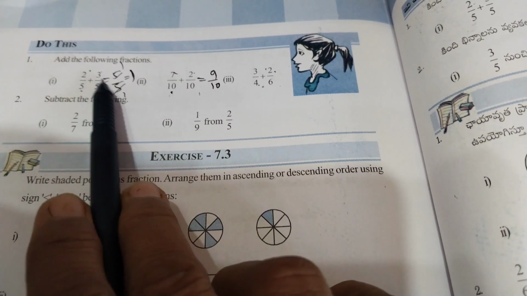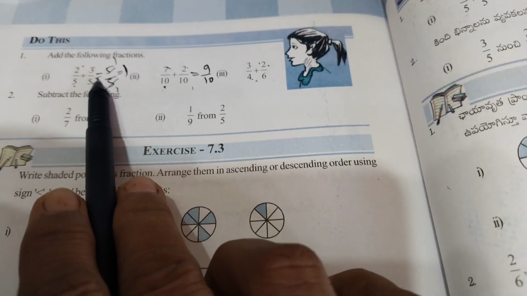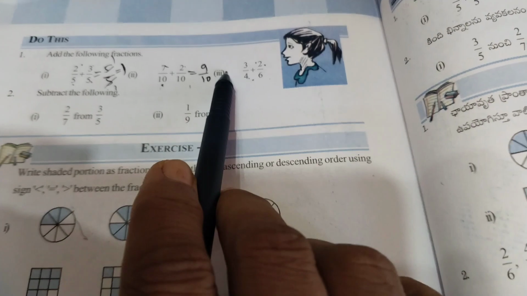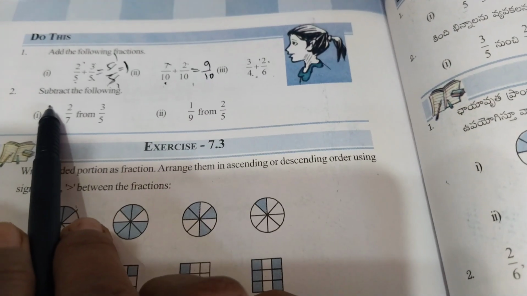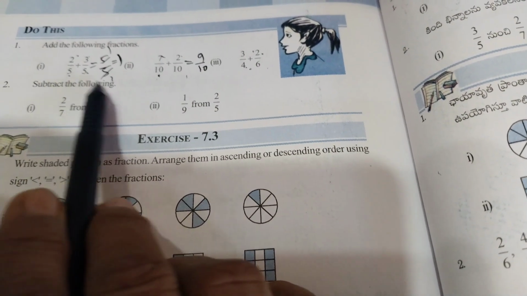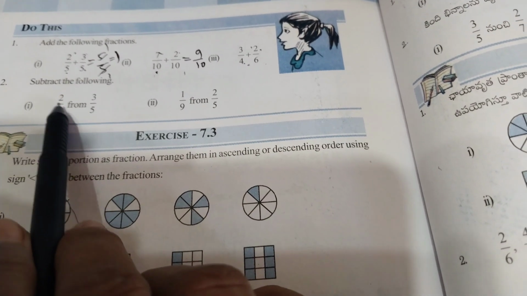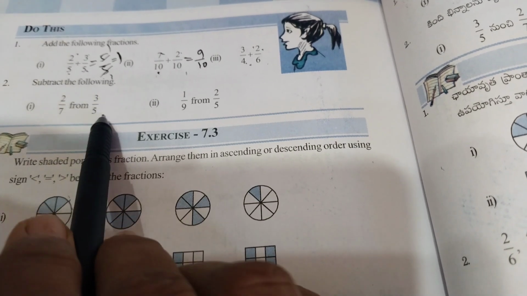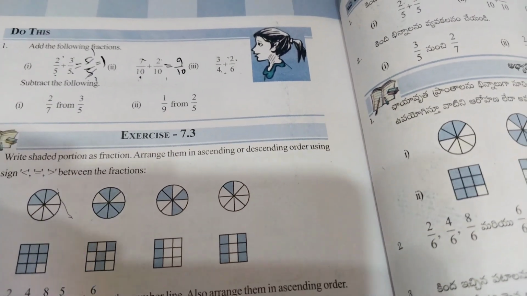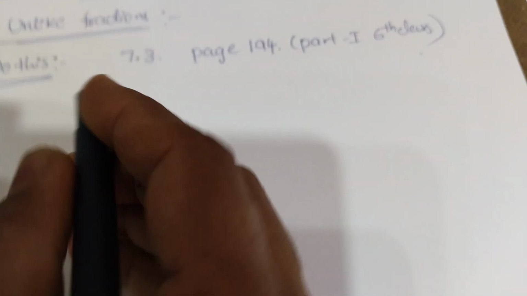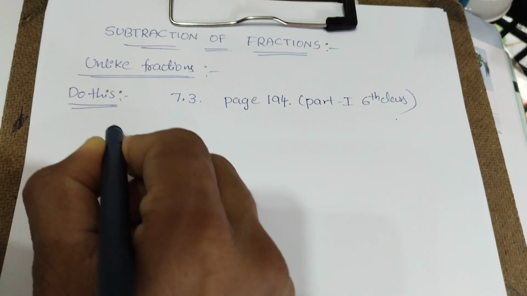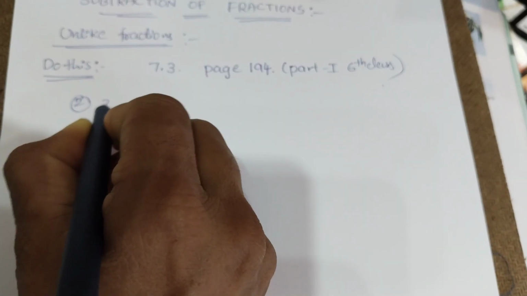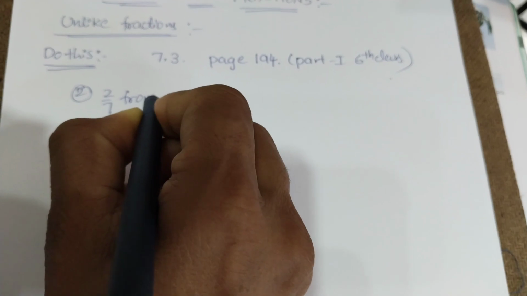The first problem we have already discussed. This first question is addition of like or unlike fractions. So in this class we are going to discuss subtract the following. Second question: 2 by 7 from 3 by 5.